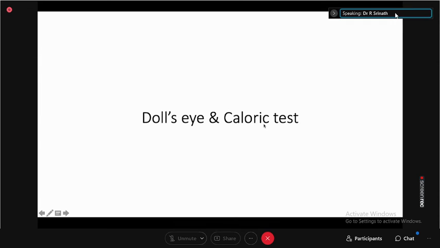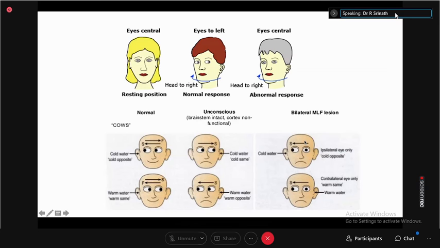Now, Doll's eye and caloric test. Please remember, Doll's eye is preferably done in a patient who is comatose, unconscious, and the caloric test can be done in normal individuals. In the Doll's eye test, from the resting position of a person, the eyes are open. If the eyes are closed, then you have to suddenly turn the head to the right as well as left. In a normal person, the gaze stays fixed towards wherever the individual is looking, even if you turn the head. Whereas in the abnormal response, the eyes may remain central.